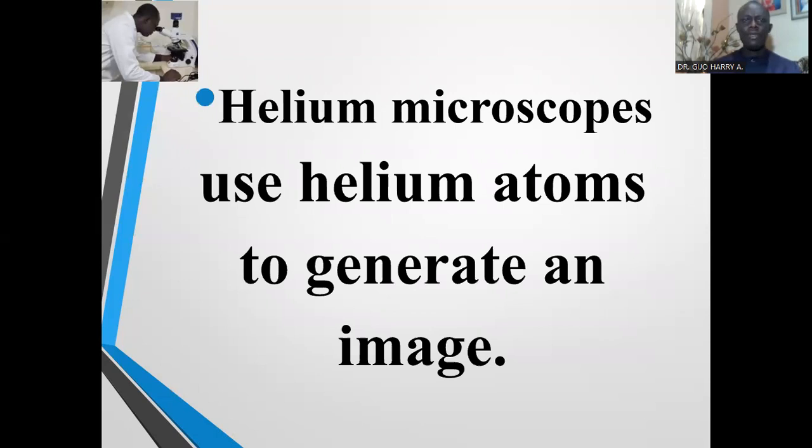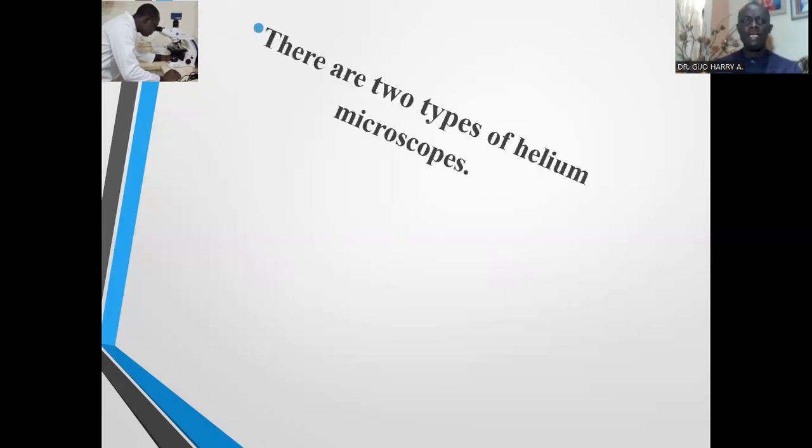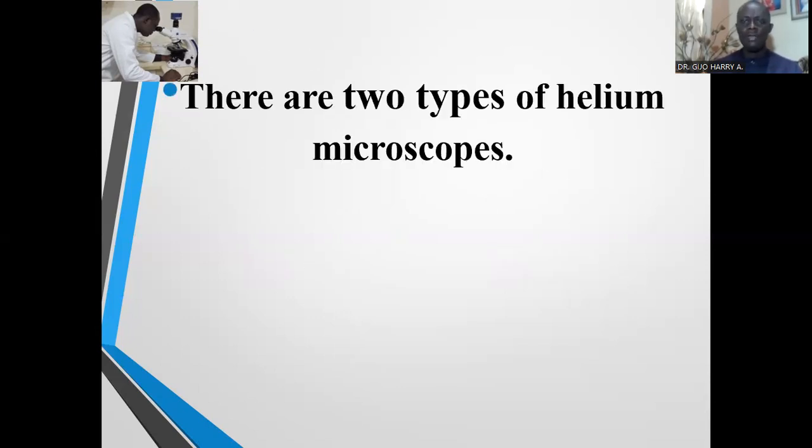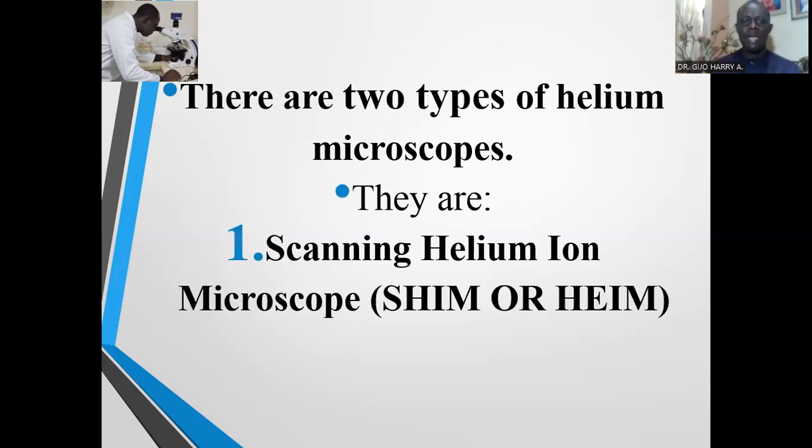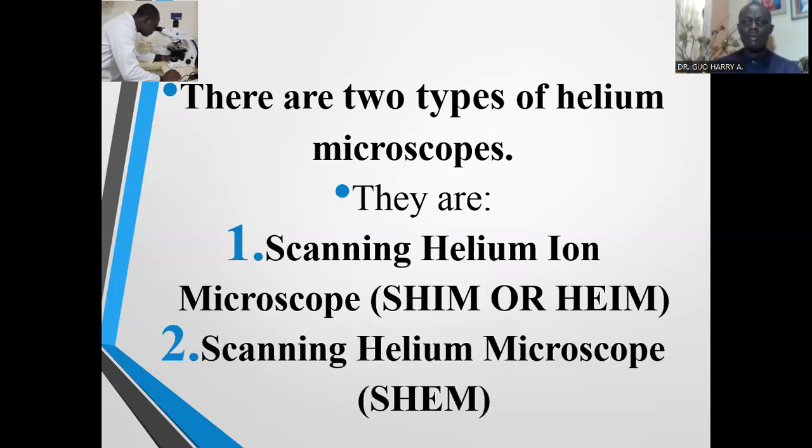Helium microscopes use helium atoms to generate an image. There are 2 types of helium microscopes: the scanning helium ion microscope and the scanning helium microscope. Take note, one of them is the scanning helium ion microscope, there's ion in one. Then we have the scanning helium microscope.